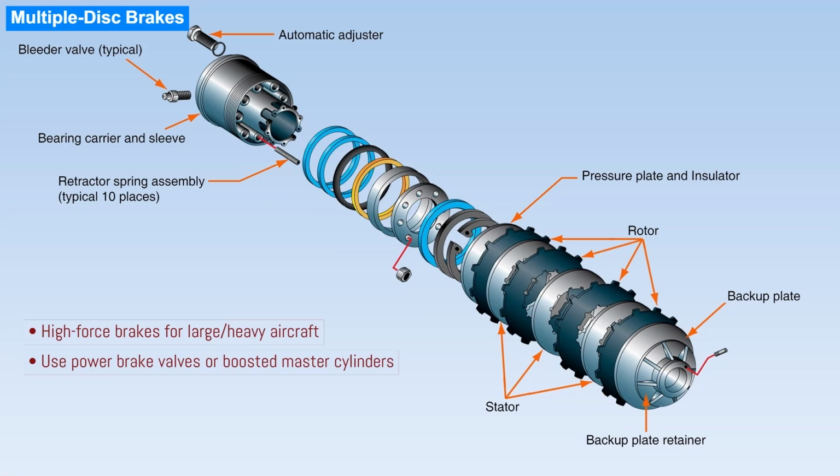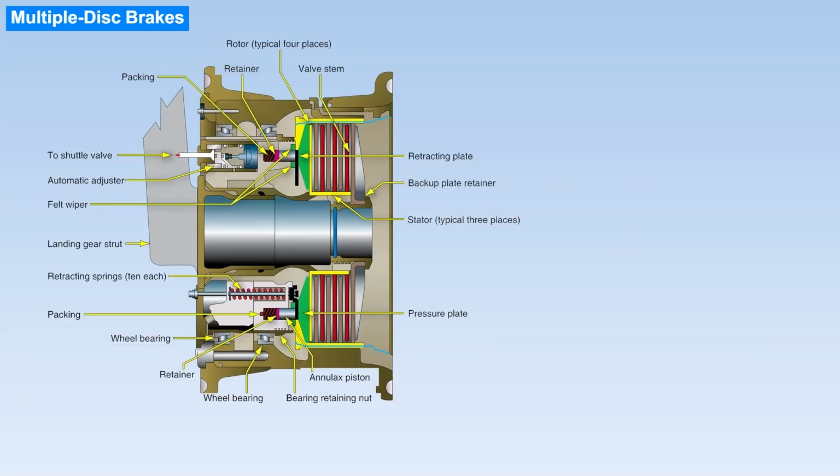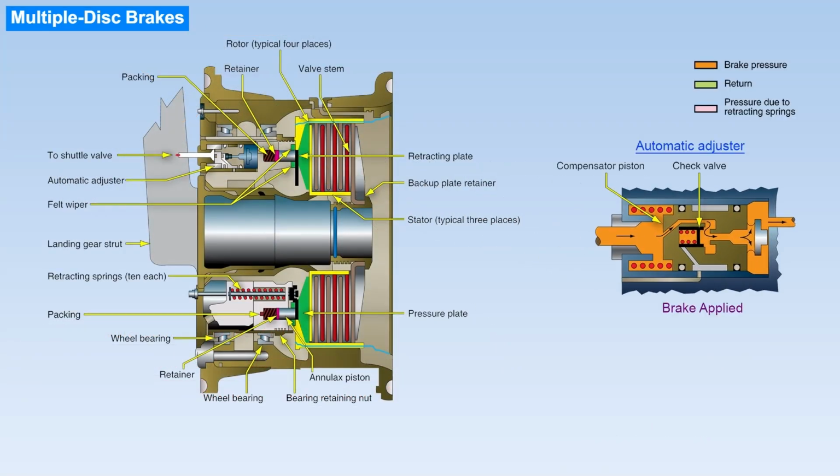The assembly uses an extended bearing carrier mounted to the axle flange, which supports key components such as the annular piston, a stack of alternating steel stators and copper or bronze-plated rotors, a backplate, and a retainer. The stators are keyed to the carrier, while the rotors rotate with the wheel. When hydraulic pressure pushes the piston forward, the entire disc stack is compressed, creating significant friction and heat to slow the aircraft. When the pressure is released, return springs pull the piston back.